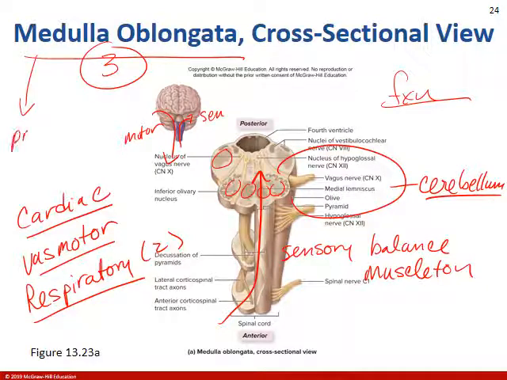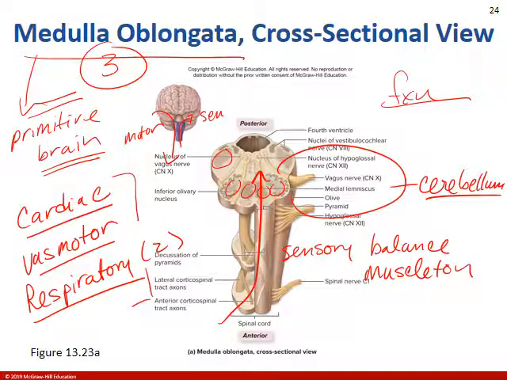So a lot of people call this a primitive brain. I think I've mentioned this statement before when we talked about the brainstem, but this controls a lot of the immediate functions that you need for survival.